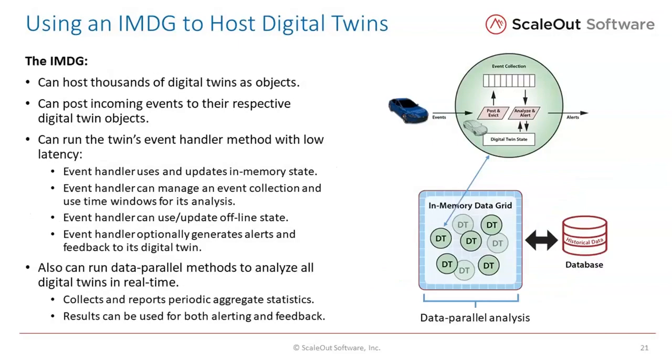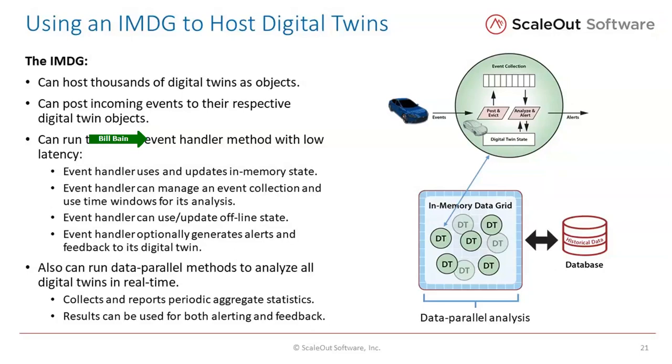So why host them on in-memory data grids? Well, first of all, let's look at this as, what are we doing with a digital twin model on an in-memory data grid? Well, we're hosting them as objects, and we're posting events to them that are, as I mentioned earlier, when an event comes in, it can be forwarded to a specific object in the grid to execute the user-defined code. That's exactly what we do to run the event handler. So the event handler runs on the server on which the corresponding digital twin object exists.